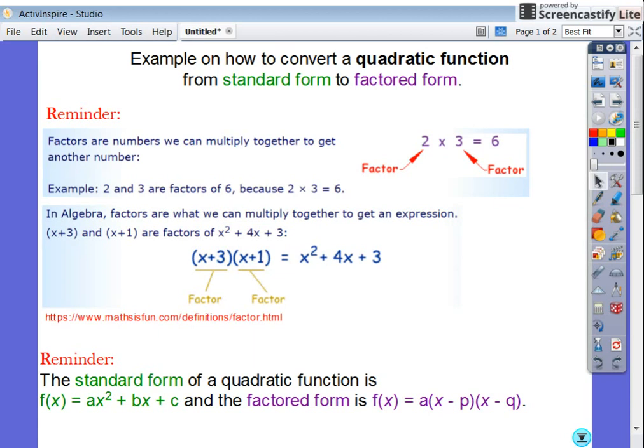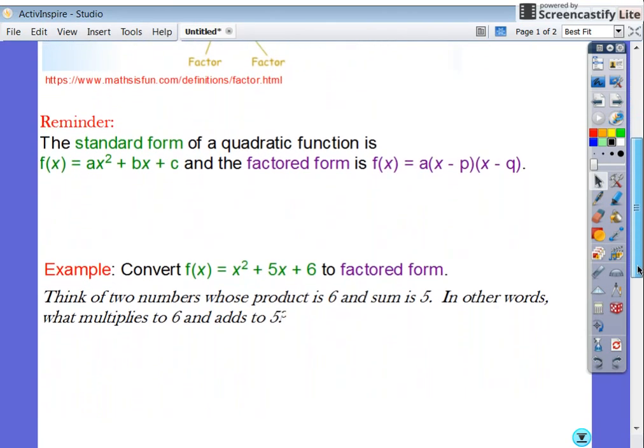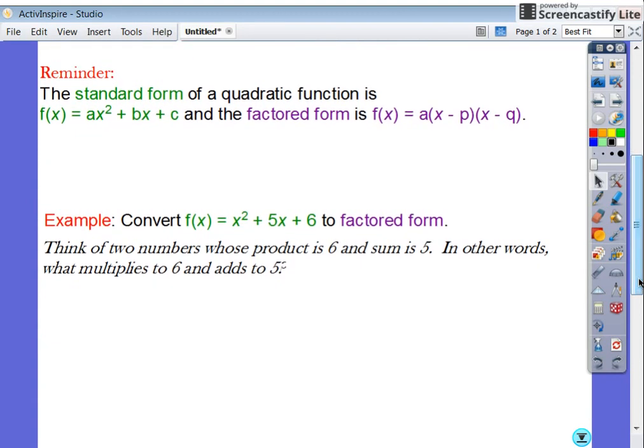So for example, when we multiply x plus 3 with x plus 1, we get x squared plus 4x plus 3. Another reminder I have here, the standard form of a quadratic function is f of x equals ax squared plus bx plus c, and the factored form is f of x equals a times the quantity x minus p times the quantity x minus q. So let's take a look at an example on how we're going to convert from standard form to factored form.